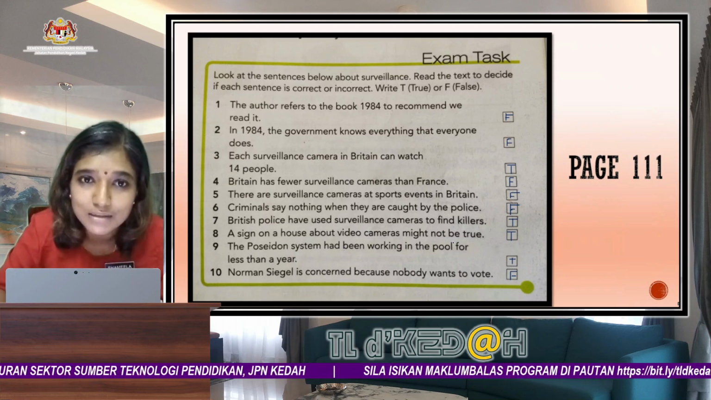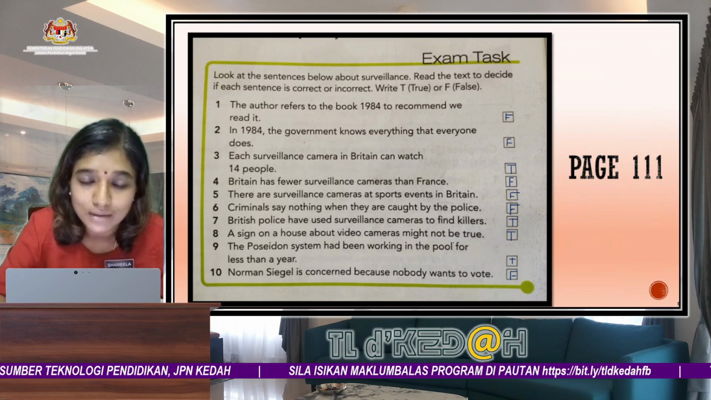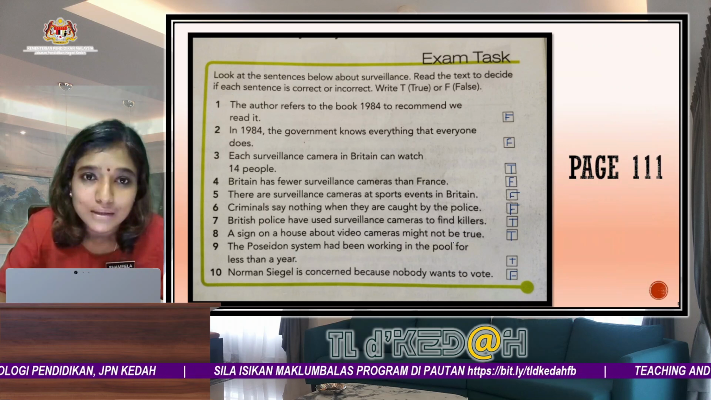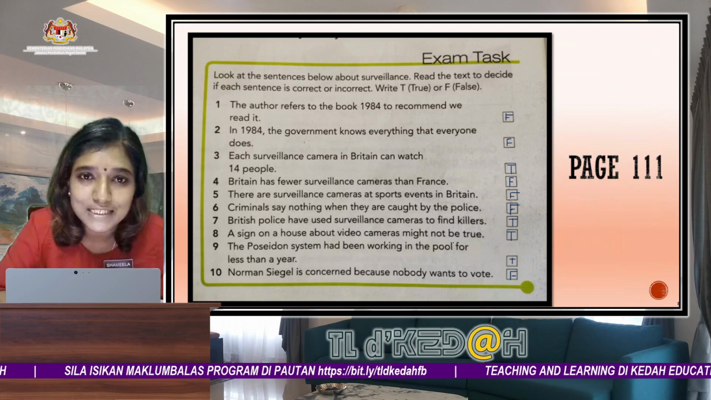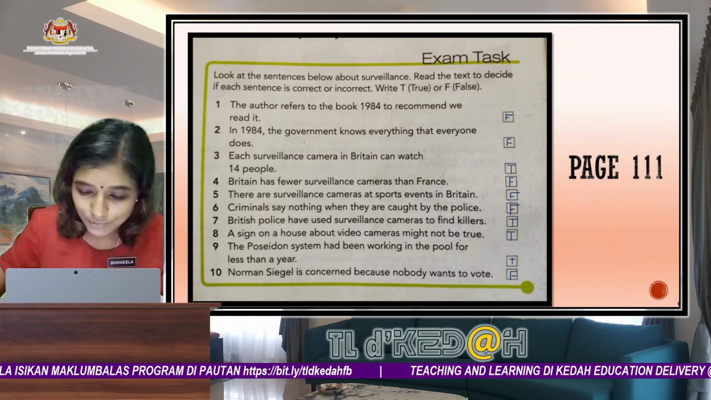Okay, don't worry about the text being long or difficult. Close reading will work. You try your best to find the details from the contextual clues.